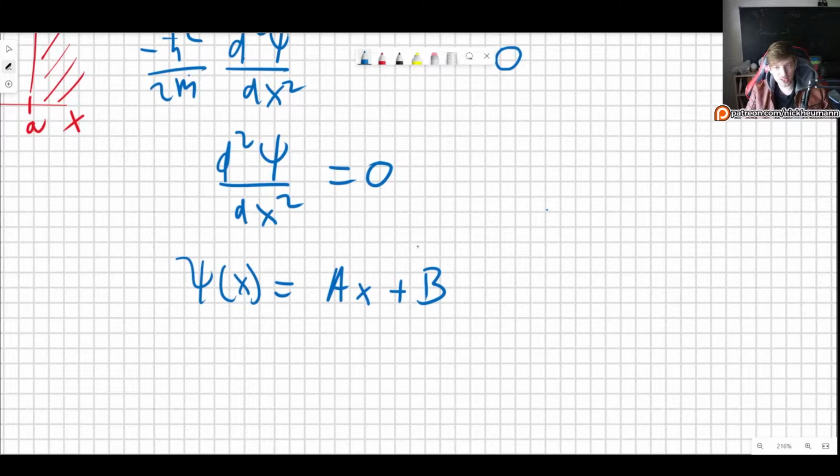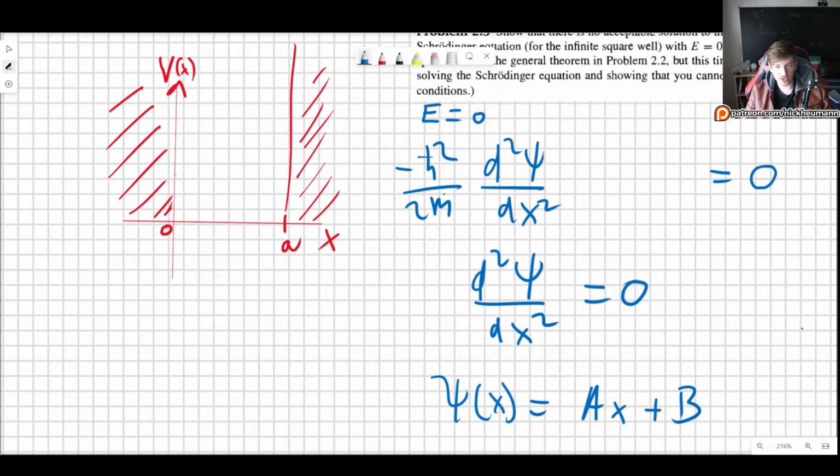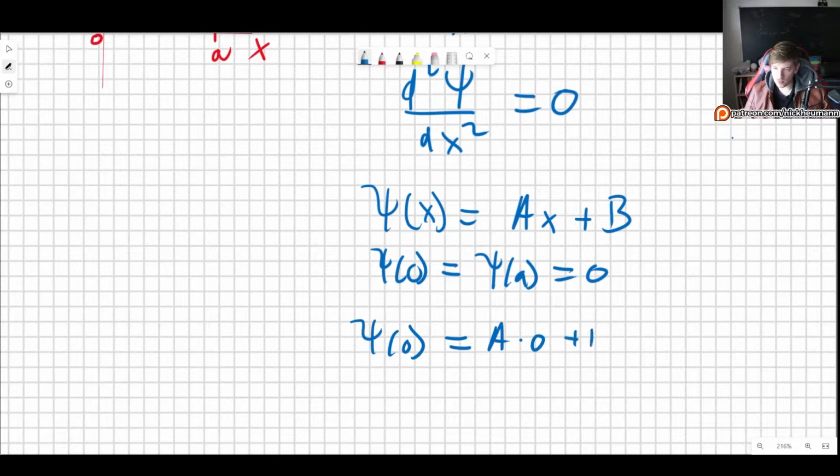So let's apply them. What are our boundary conditions? Well, at 0, the wave function has to be 0, because we get to an infinite potential where it cannot exist, and the same at a. So psi at 0 and psi at a have to be 0. So let's apply them. Psi at 0 means that a times 0 plus b has to be equal to 0. So b has to be equal to 0. All right? So that's the first one.